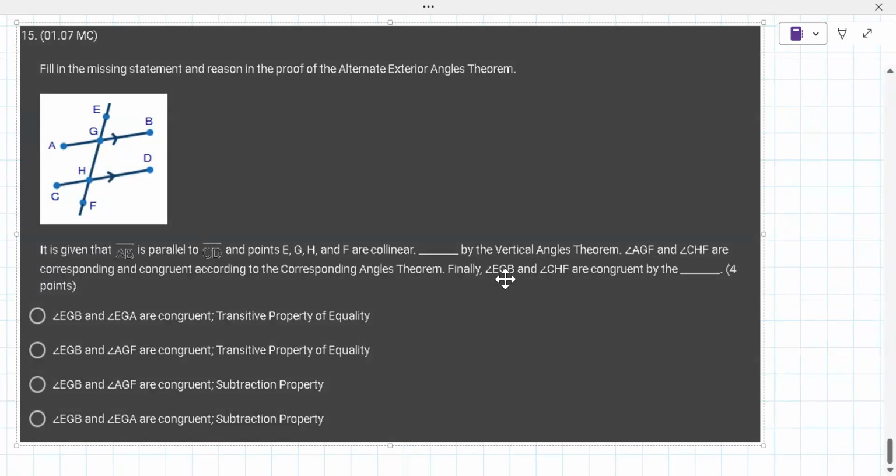So find the missing statement and reason in the proof of the alternate exterior angles theorem. So it is given that AB is parallel to DG. The two lines are parallel. That's what these little arrows mean. And points E, G, H, and F are collinear. E, G, H, and F, they all fall on the same line. Blank by the vertical angles theorem.